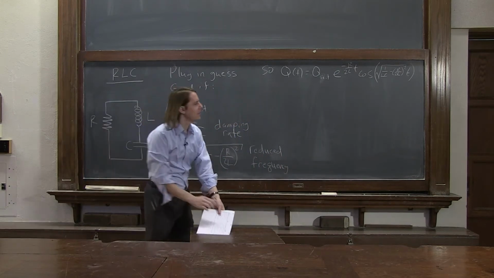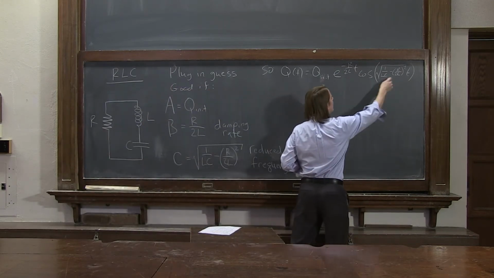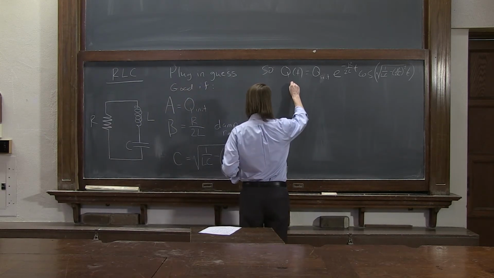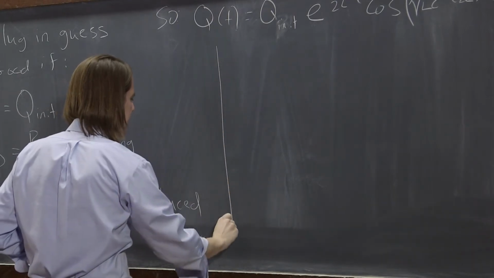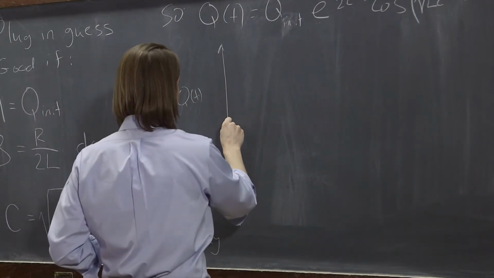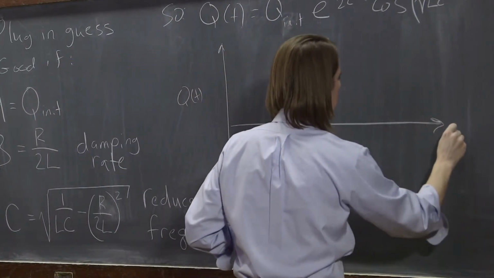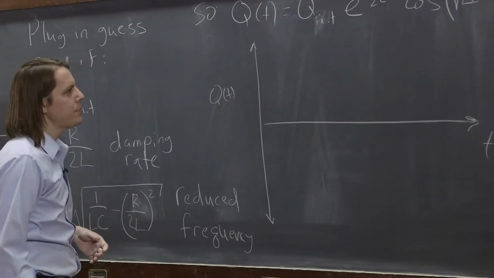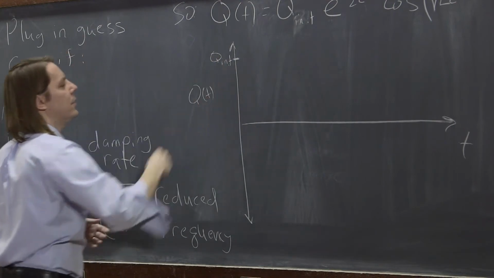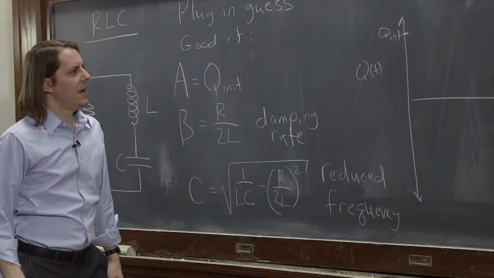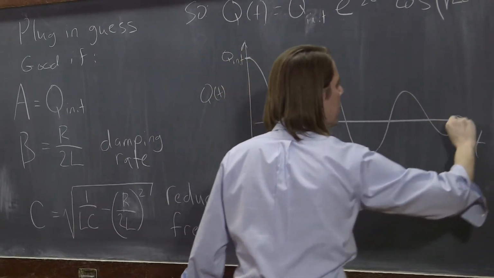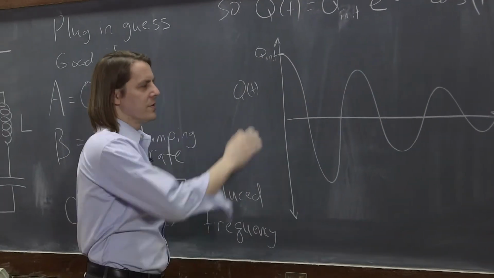So we made a guess that looked a lot like that. Now we've plugged it in and solved for the three parameters. So now let's plot it. Let's look and see what it would really look like. Now this would be Q as a function of time, and we have a time axis like that, and it's going to start at some Q initial, or you might call it Q max, and it's going to oscillate and decay. So it's going to do something like this, like that. So you can see the oscillation very clearly.